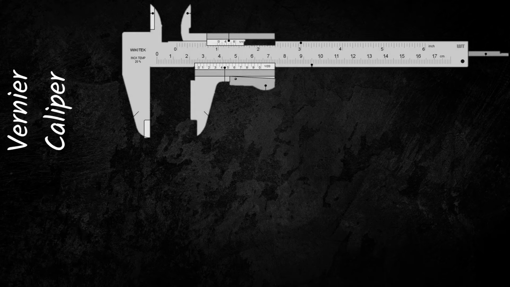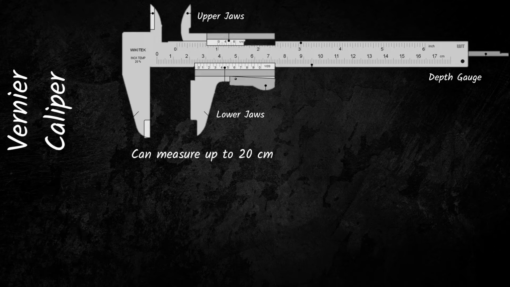The second instrument that we're going to be talking about is the Vernier caliper. Now this right here is a picture of the Vernier caliper, and the different parts of a Vernier caliper are, number one, its upper jaws, its lower jaws, and the depth gauge. The maximum length that a Vernier caliper can measure depends on the kind of Vernier caliper you have. They can vary from 10 to 20 centimeters.